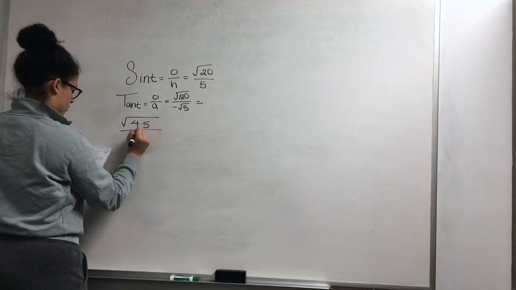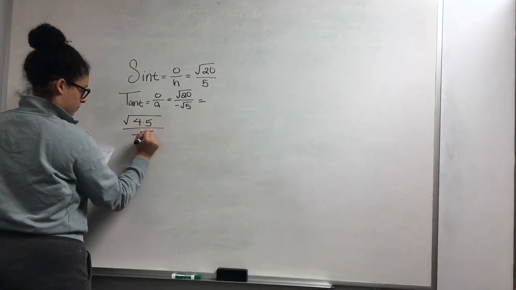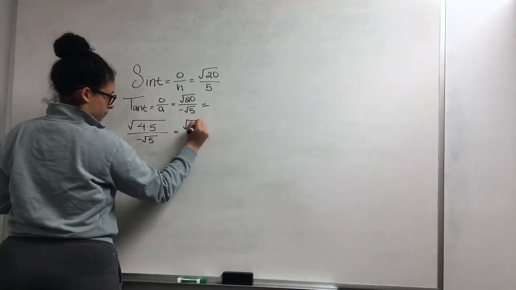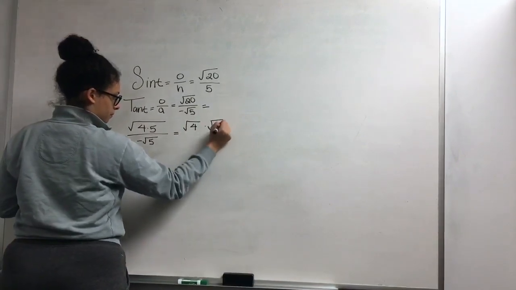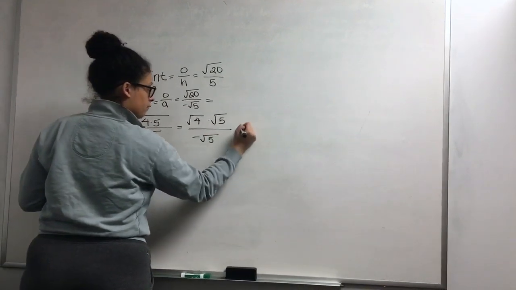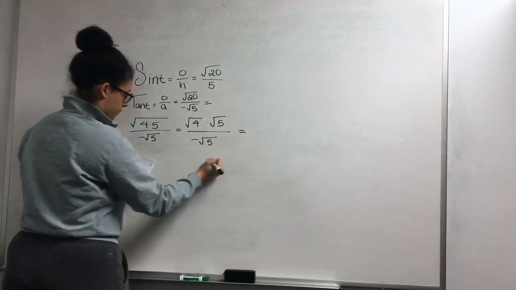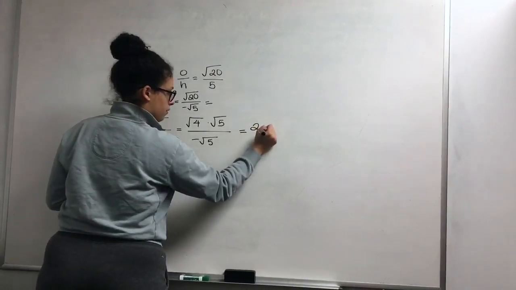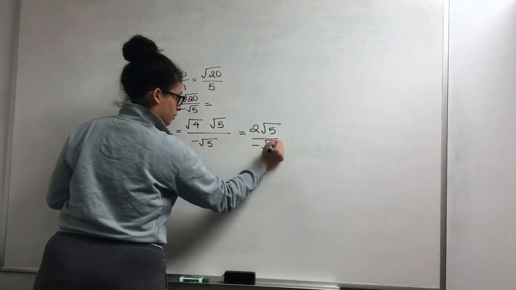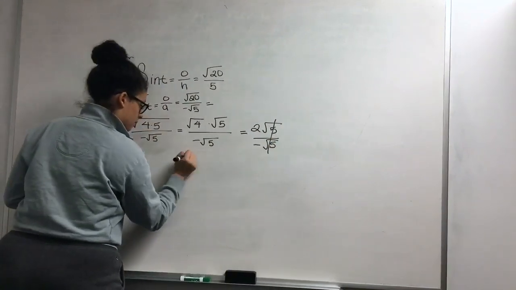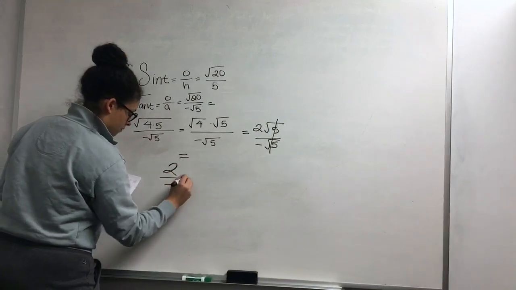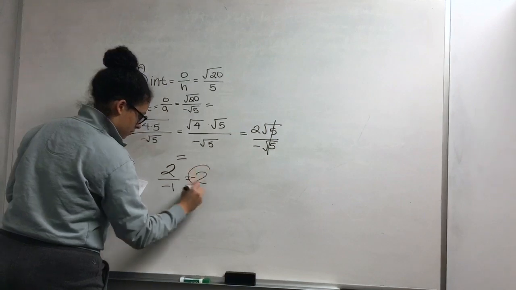So to work out a more concrete definition of what tan of t is, you simplify the square root of 20 to square root of 4 times square root of 5. You put that over negative square root of 5. From there, you can simplify square root of 4 to 2, and you can reduce both the square root of 5 in the numerator and denominator, which results in 2 over negative 1. Simplify that, and you have negative 2.